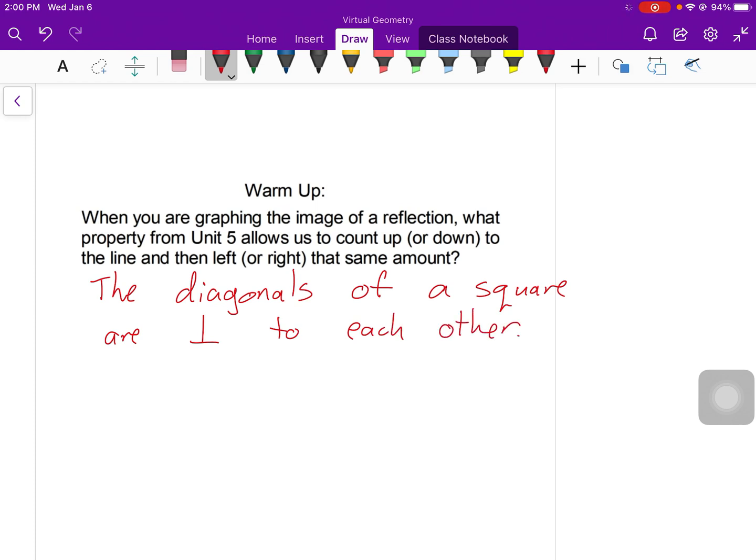Okay, because remember, normally we would count up. Like if we were going across the x-axis, we would count up or down to the line and then just keep counting that same amount again. Same with if we were going over the y-axis, we'd go left or right, because that is perpendicular to that axis. If we're going across a line that is not perfectly vertical or perfectly horizontal, we still need to count perpendicularly. That's the way we reflect.